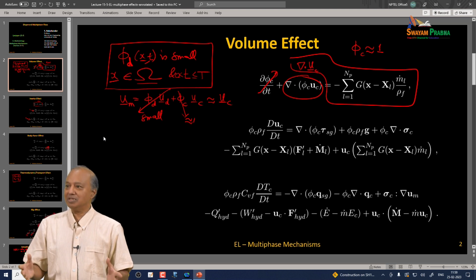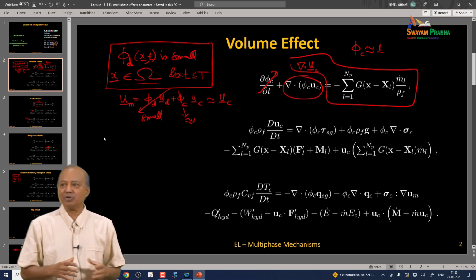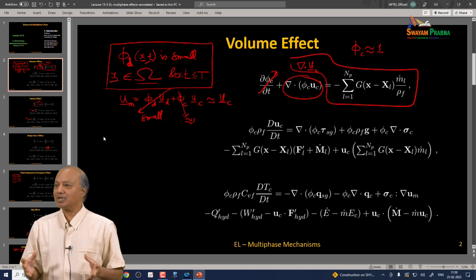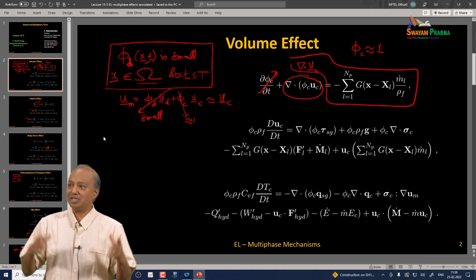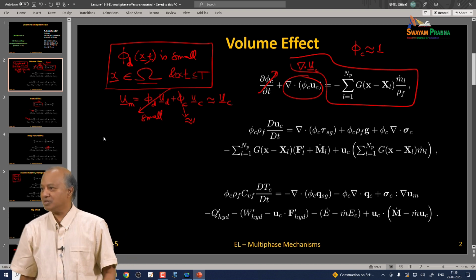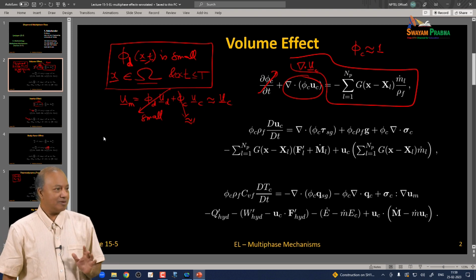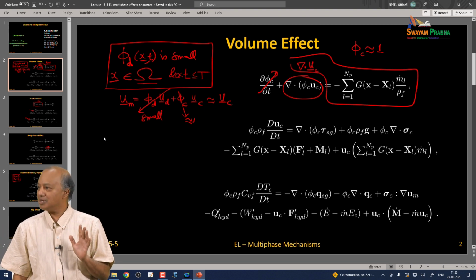Volume effect is, there is phi c all over this equation. If volume fraction is small for particle, phi c is 1. Everywhere you just set phi c equal to 1. Will simplify your equation tremendously.